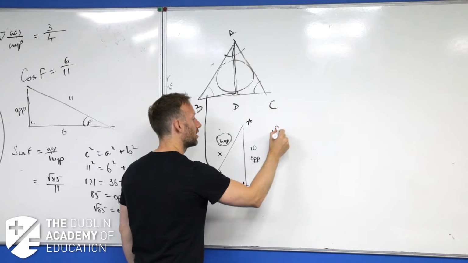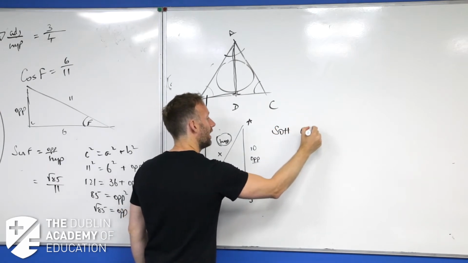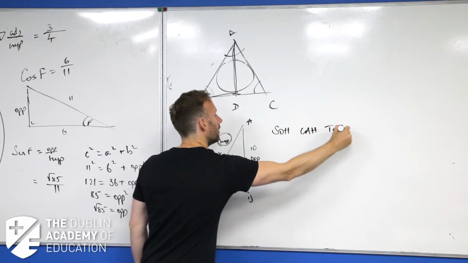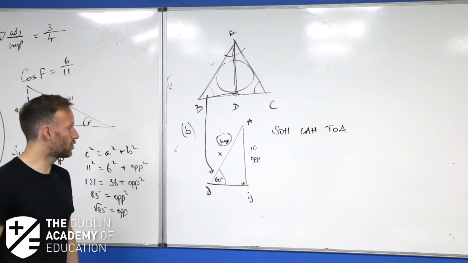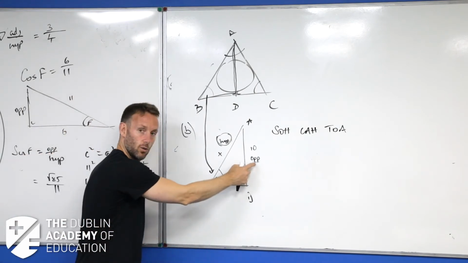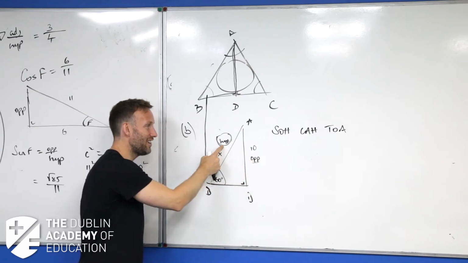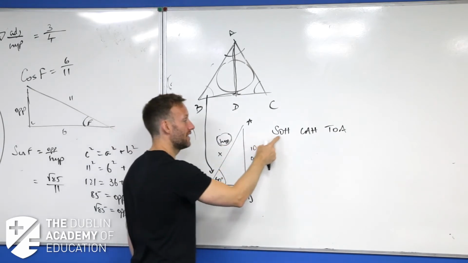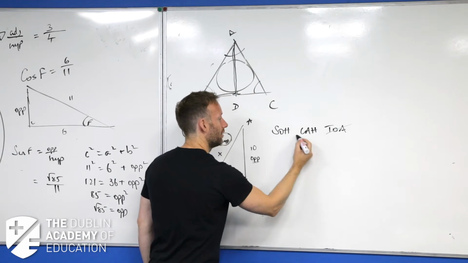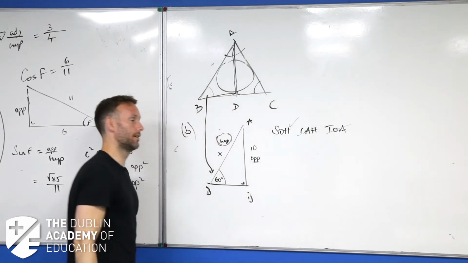So if we think about our SOHCAHTOA, what's the story of SOHCAHTOA? Which one are we going to use? Remember, we have the opposite, and we want to find the hypotenuse. So it's O and H. Where is O and H? Is it sin, cos or tan? It's not cos, it's not tan. It has to be sin.